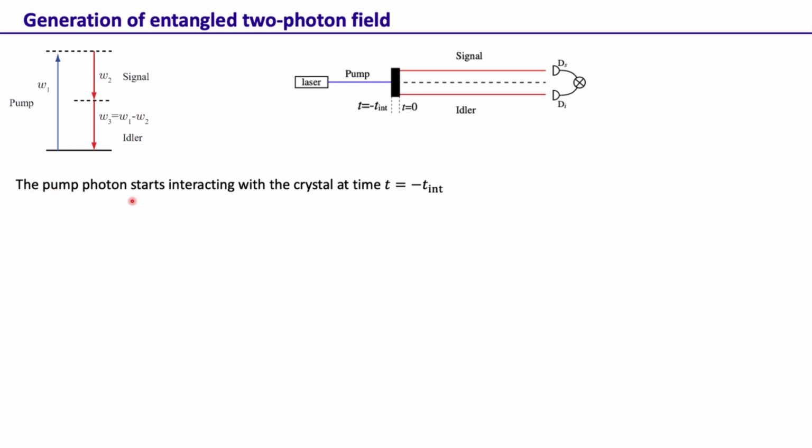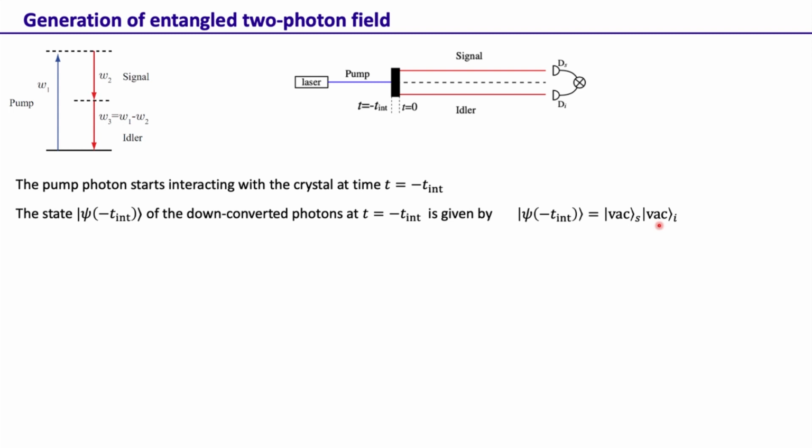So here we assume that the pump photon starts interacting with the crystal at time t equal to minus t interaction, and the state of the down converted photons at t equal to minus t interaction is given by just vacuum signal, vacuum idler, because at minus t interaction, the pump has just started interacting, hence there is no signal, the parametric down conversion has not happened yet, and so this is just a vacuum for the signal and vacuum for the idler.